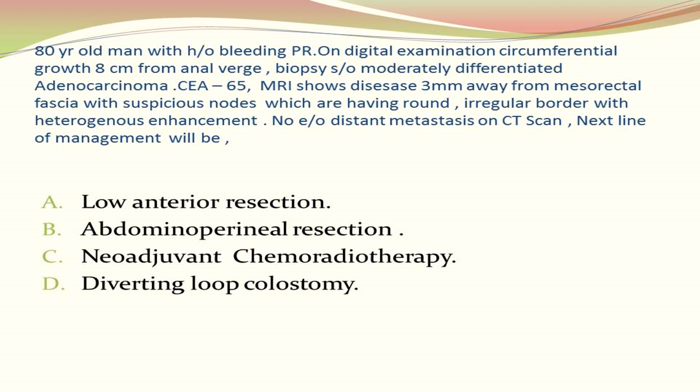80-year-old man with a history of bleeding PR. On digital examination, there is a circumferential growth 8 centimeter from the anal verge. Biopsy is suggestive of moderately differentiated adenocarcinoma. CA 65. MRI shows disease which is 3 mm away from the mesorectal fascia with suspicious nodes which are having round irregular border with heterogeneous enhancement. That means it is all suggestive of malignant nodes. No nodes or distant metastasis on CT scan. Next line of management will be, that means what?